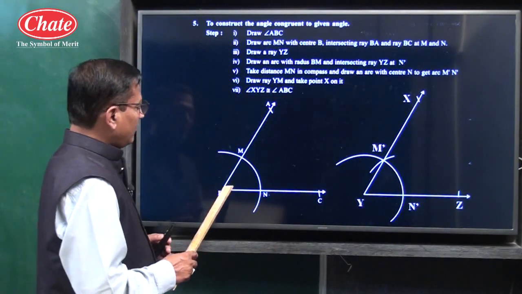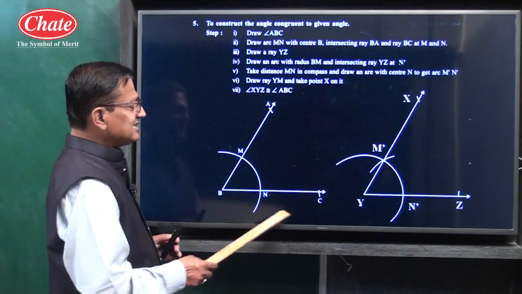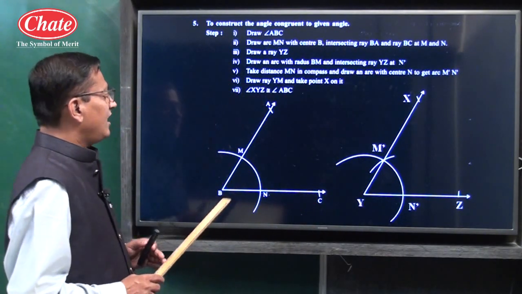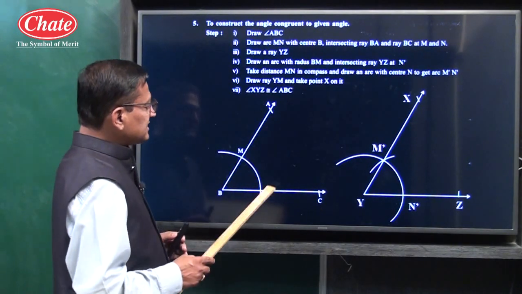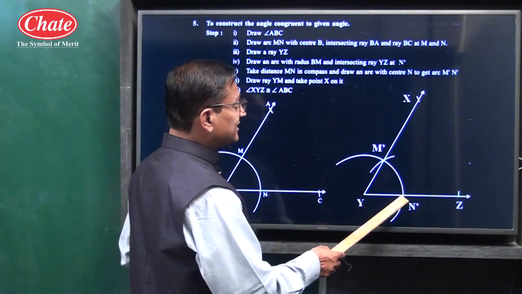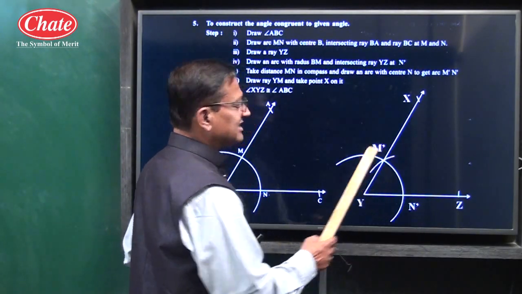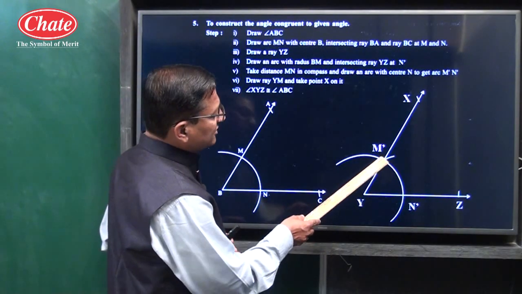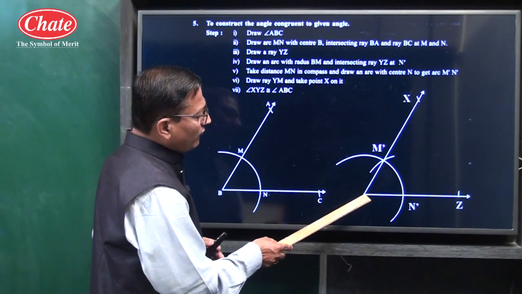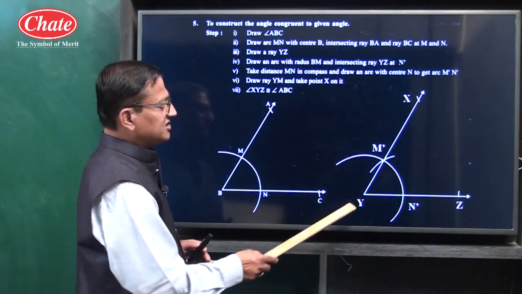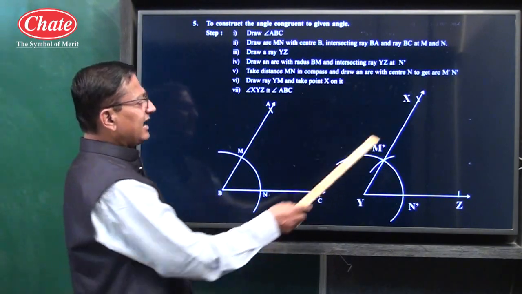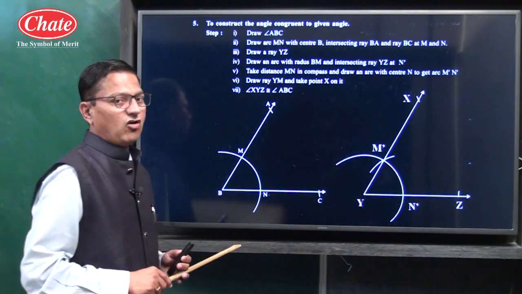After that, take this measurement as it is and draw an arc with center Y. After that, with the compass, take the distance between M and N and draw an arc with center N dash like this. We get point M dash. Then draw a ray starting from Y and passing through M dash. It is ray YX. Now, angle ABC and angle XYZ must be congruent.